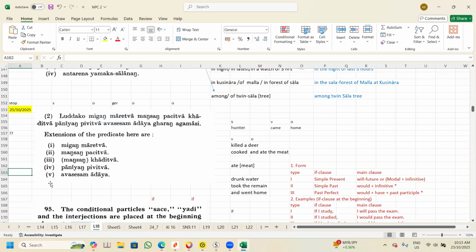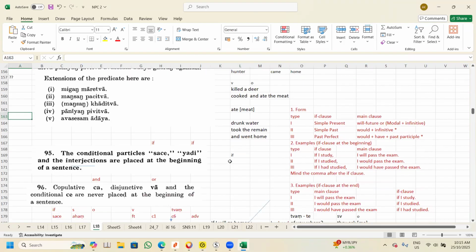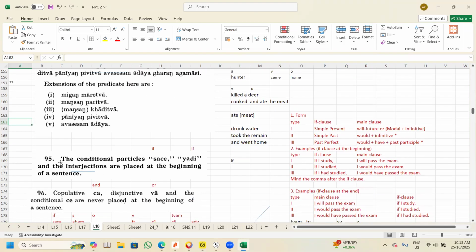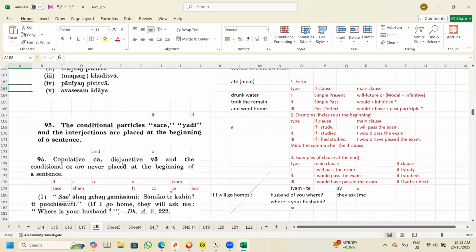Good. So we're going to move to 95. So this one I think you can understand. Here in 95 you say the conditional particles, sache, yadi. This is all. And the word interjection, interjection is just like "oh". So there are two particles and one interjection. These are always placed in the beginning. And then the next one, after we will see the example of it.